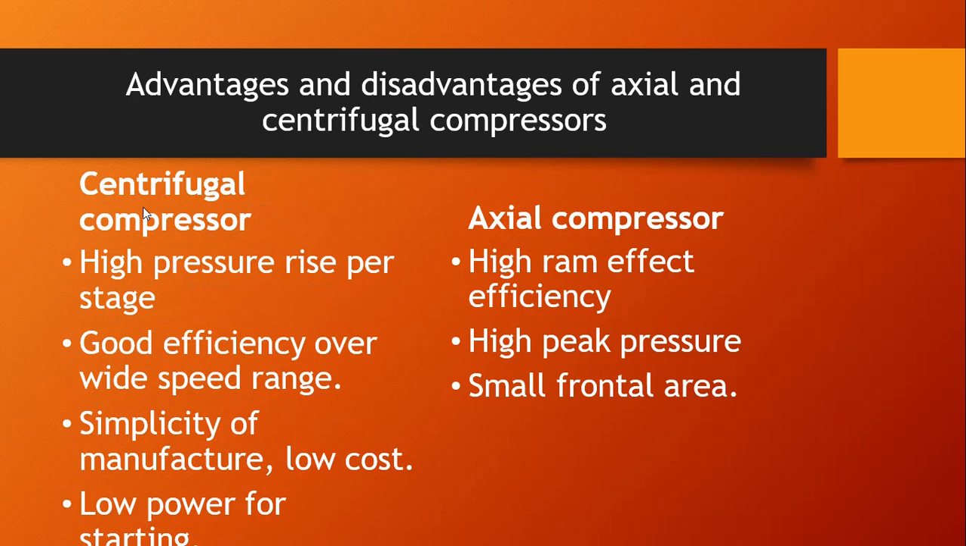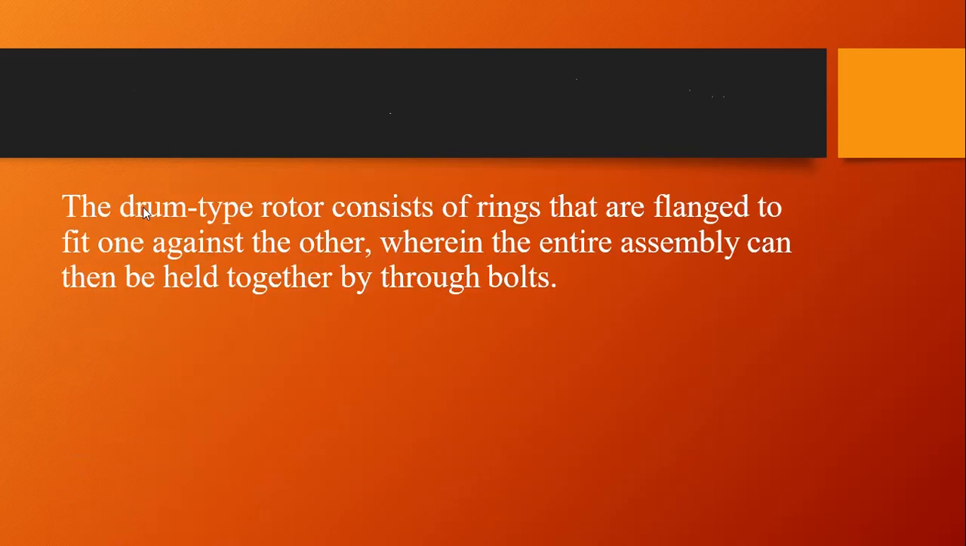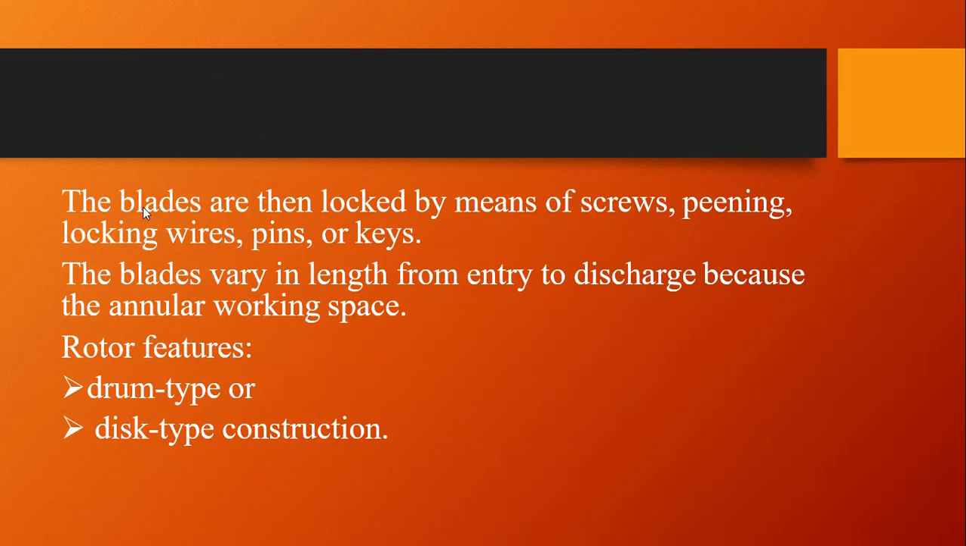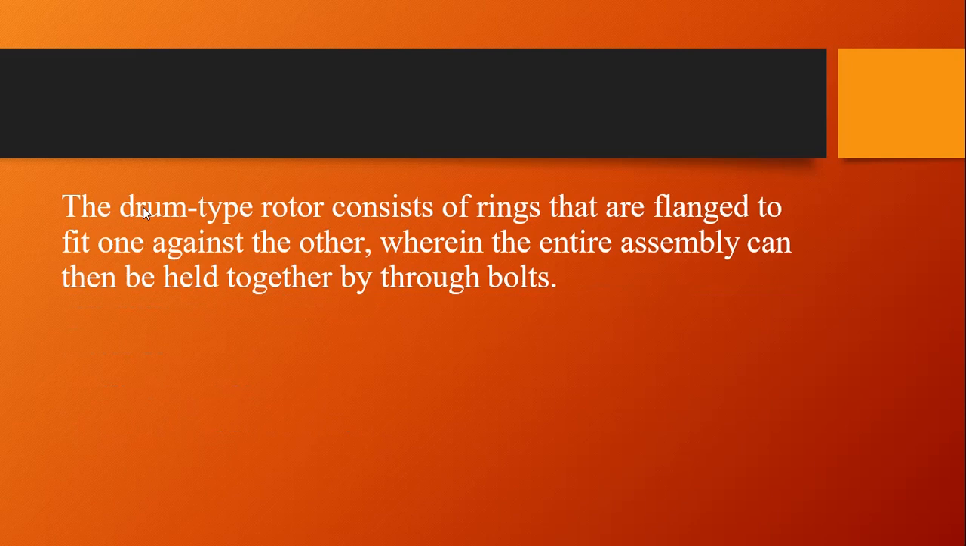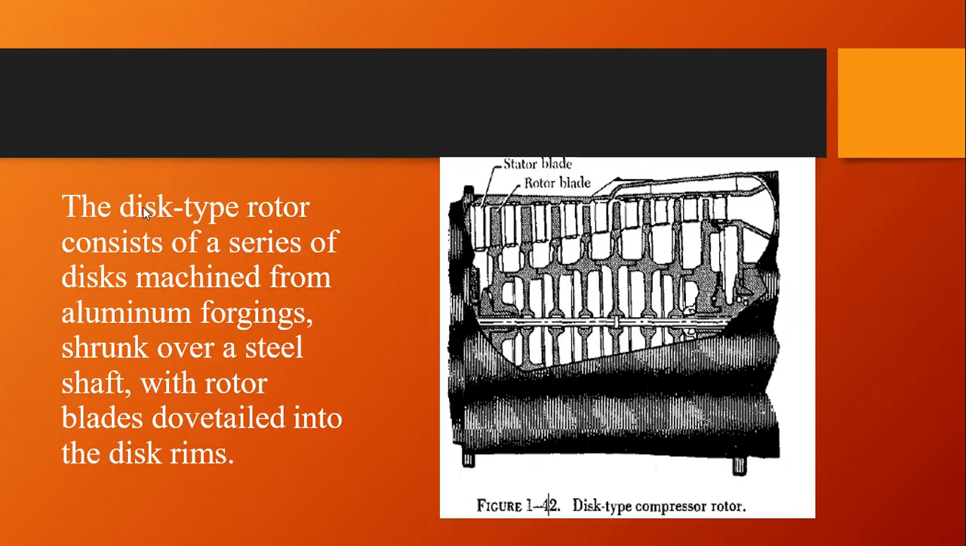I hope you have gotten the difference between the drum type rotor and the disc type, that is how the rotor blades are arranged. The drum type is rings flanged one with the other, and the assembly is held together through bolts. The disc type is a series of discs machined from aluminium forgings and shrunk over a steel shaft, with rotor blades dovetailed into the disc rims.